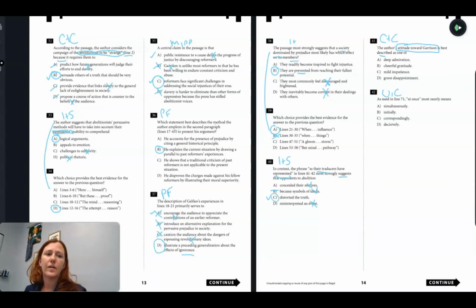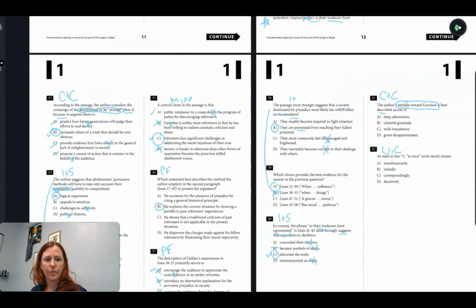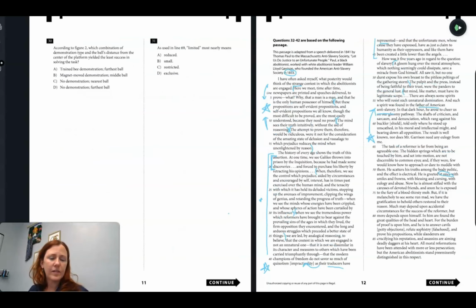41, the author's attitude towards Garrison. So remember we met him in that kind of final paragraph, right after that discussion of the father of American abolition or anti-slavery. So let's see. The author's attitude about Garrison. So the father of American anti-slavery, which we identified as Garrison. In the dark hour, he arose to cheer us on our gloomy pathway. The shafts of criticism and sarcasm and denunciation that rang against him told only where he stood up unscathed, his moral and intellectual might, and bearing down all opposition. The result is well known, and he does not need a eulogy from me.